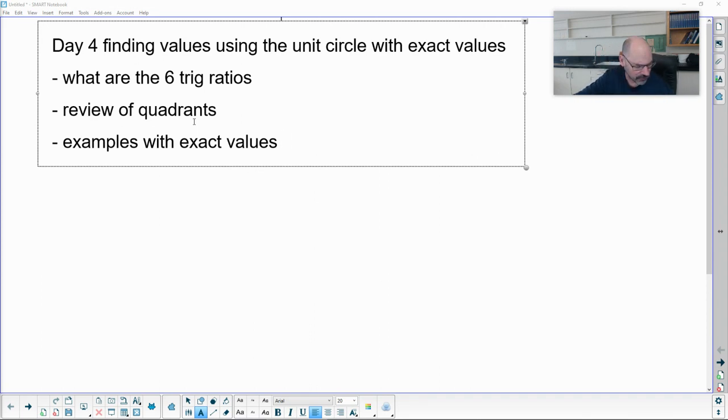We've got sine, cosine, and tangent, which are called the primary ratios. And then we've got the reciprocal ratios, which are secant, cosecant, and cotangent. So we're going to look at those six, what they are, what the formulas are. Again, when we do a hand-in and when we do a quiz, there will be a formula sheet, of course.